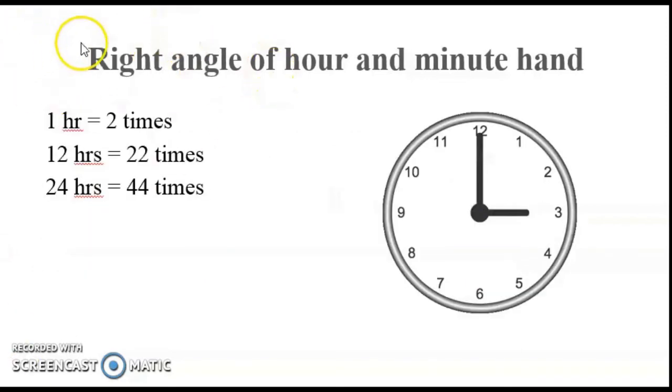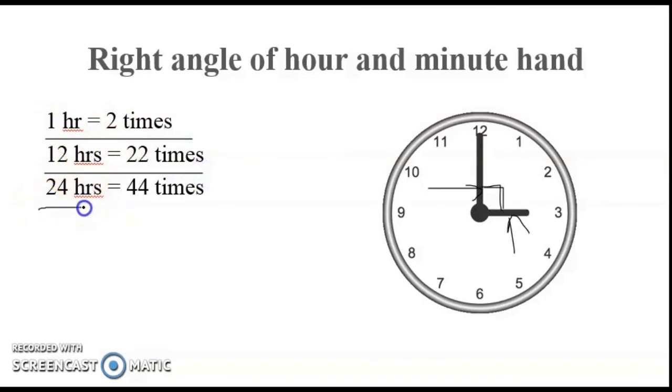Right angle of hour and minute hand. When minute hand and hour hand are at 90 degree, they are forming a right angle. So this is hour hand and this is minute hand. There are some conditions related to this also. In 1 hour, the right angle is formed 2 times. In 12 hours, it is 22 times. And in 24 hours, it is 44 times.